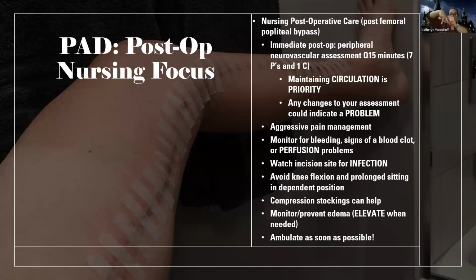Like if I'm already having trouble getting flow down here, if I put compression on this, it's going to make it even worse or even harder to get flow to my feet. So normally I don't want compression. I don't want elevation. That's usually what I want for venous.